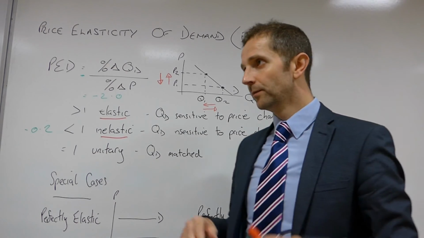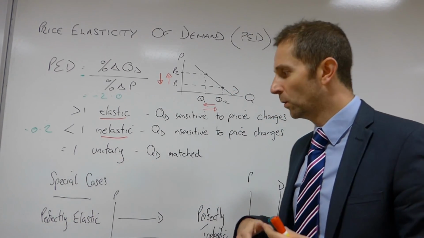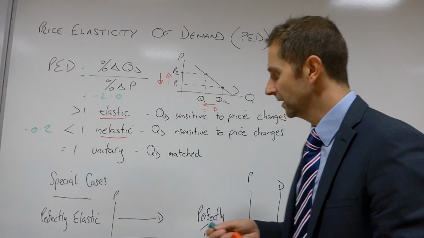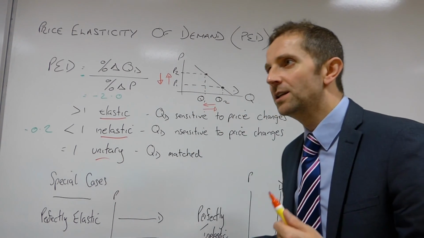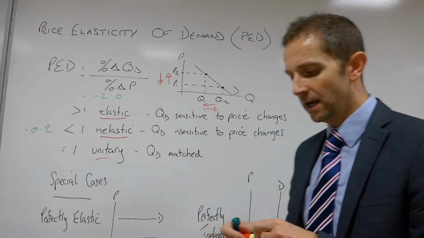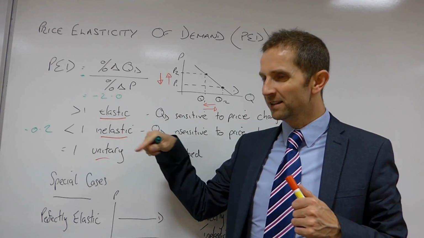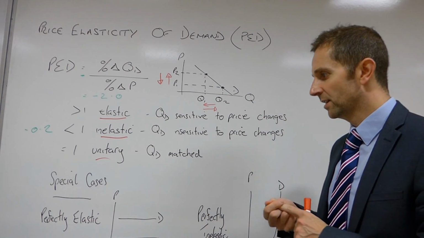And then finally, we've got a few special cases. So if you've got a value which was equal to 1 or equal to -1, then that is known as unitary elasticity of demand. So any change in the price level is proportionately matched by a change in the quantity demanded. And in a video, maybe not this video, but maybe in the future, I'll come back to that unitary price elasticity of demand.